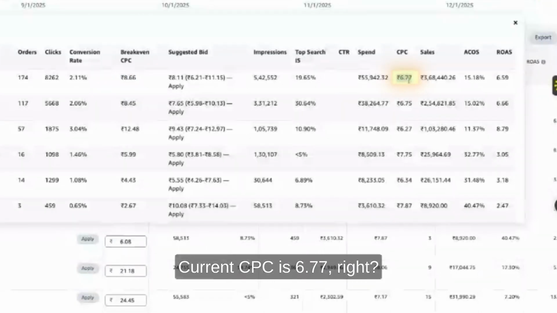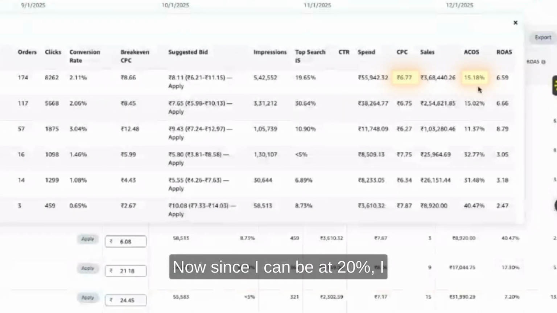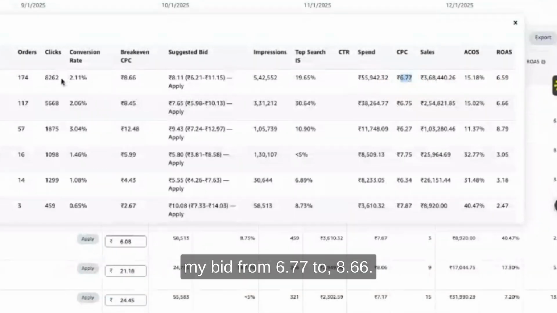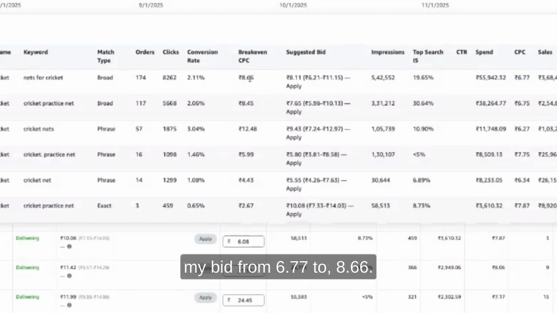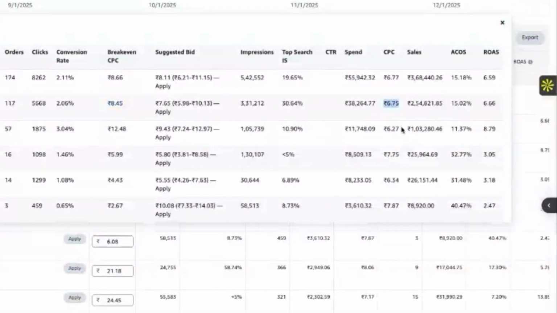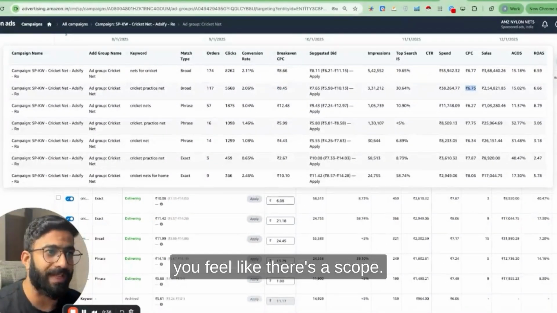Current CPC is 6.77, right? And that is how I'm getting an ACoS of 15%. Now, since I can bear 20%, I can simply go ahead and increase my bid from 6.77 to 8.66. My suggested bid is 8.11. So this gives me an opportunity to optimize further. Similarly, for this specific keyword, my break even is 8.45. Currently, I'm getting 6.7. So this is how you can keep on increasing your bids wherever you feel like there's a scope.